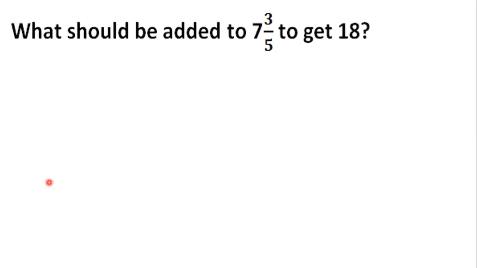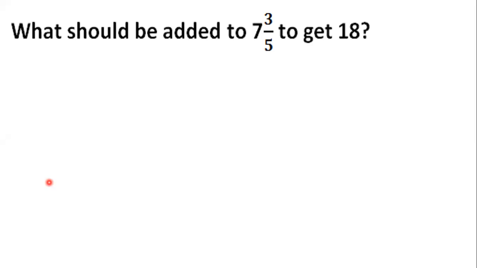This is another series of questions which is very interesting. The question is, what should be added to 7 3/5 to get 18? What we'll do, we'll first convert 7 3/5 into an improper fraction. 5 sevens are 35 plus 3, 38. We will get 38/5. Now we have to add something to 38/5 so that we get 18.